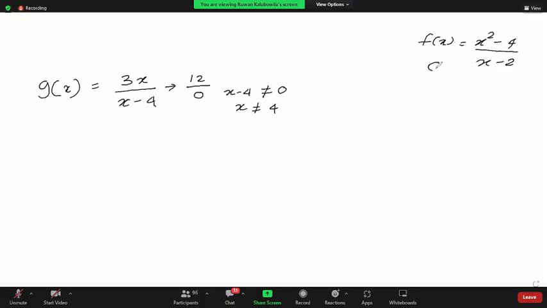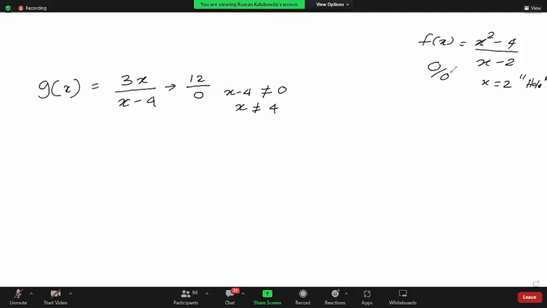Earlier one, we had 0 over 0. But in this case, we have some number divided by 0. So this is also something we cannot define, but you have to identify the difference. We call x equals 0 and x equals 2 a hole.